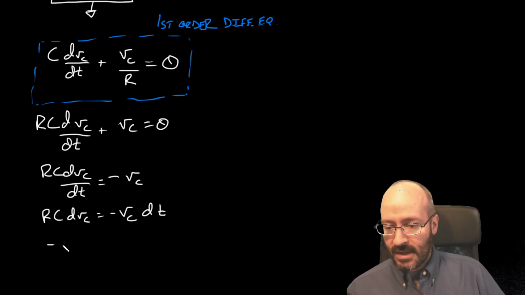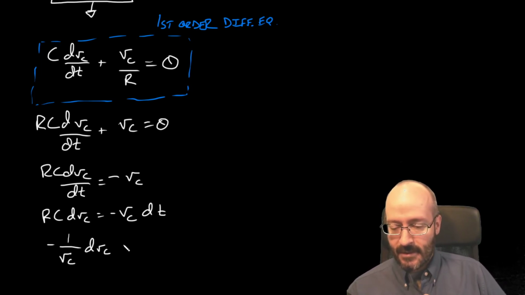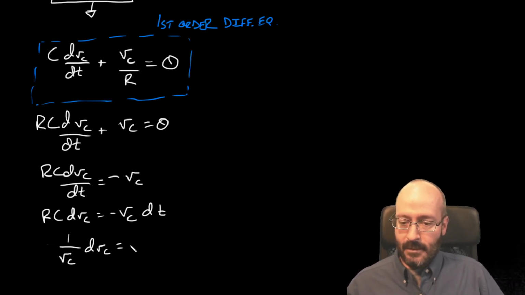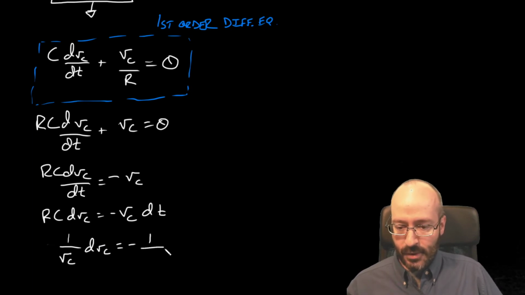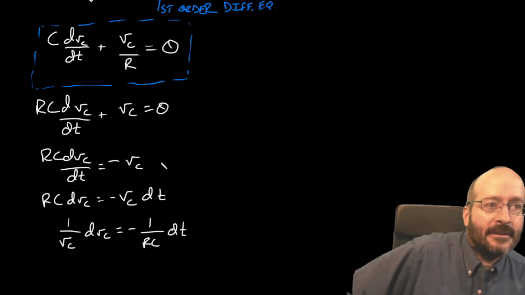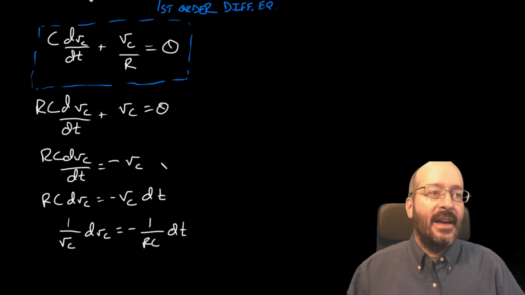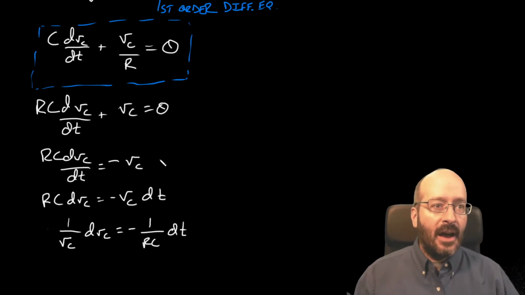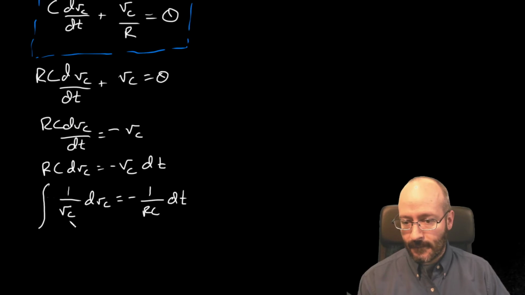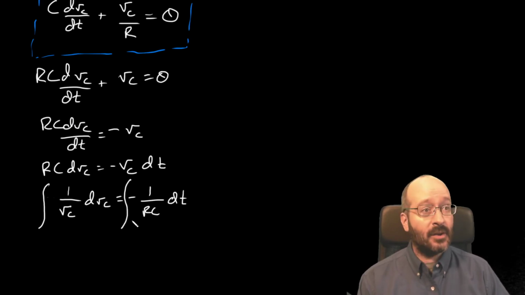So I'm going to end up with negative 1 over Vc dVc. I'm going to leave the negative there. I'm going to have negative 1 over RC dt. All right, and that's in good shape. I have all of my Vc's on one side, and I have all of my t's on the other, and really all that's left is to do some integration. So if I integrate both sides, we can get to where we're going.